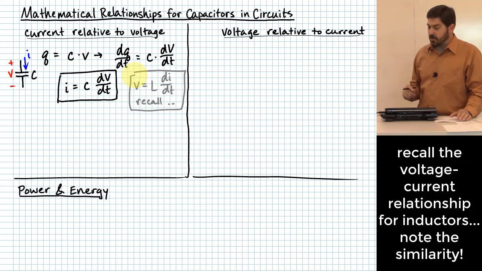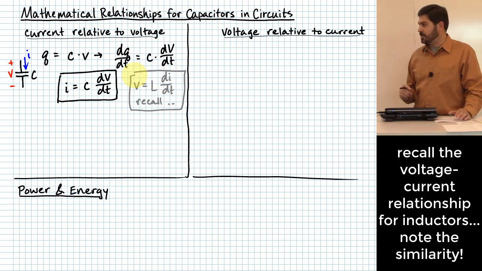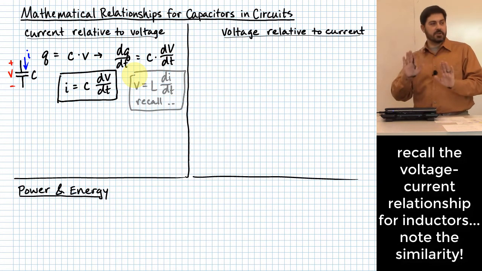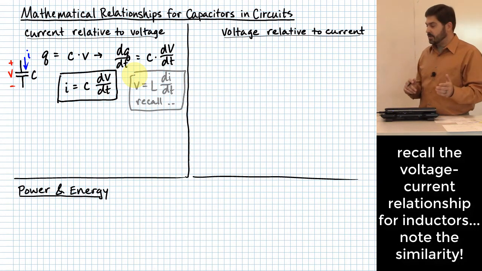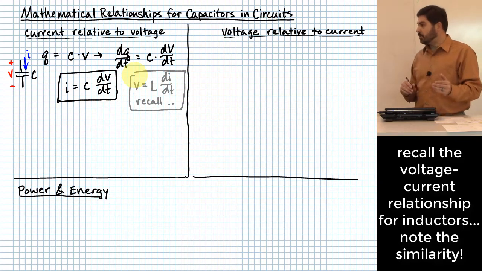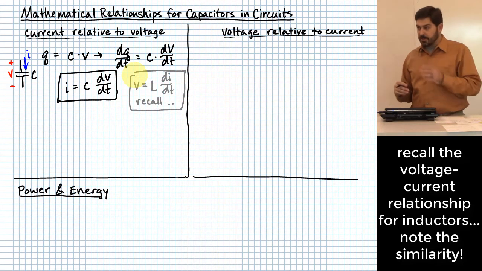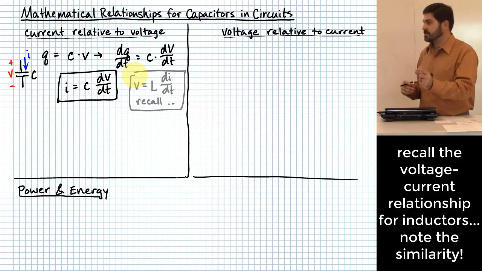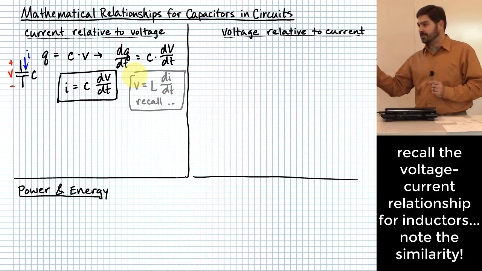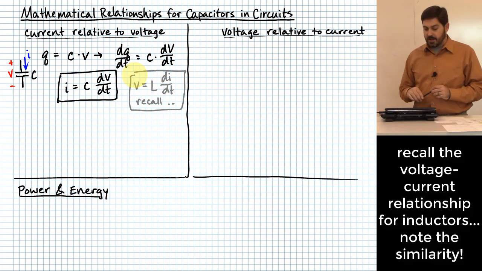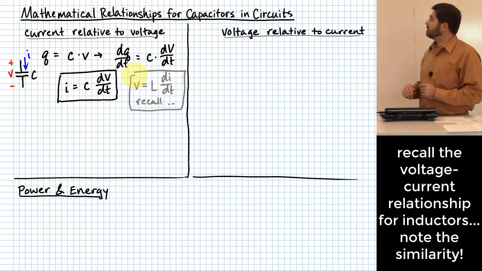I want you to look at those two equations pretty closely. Can you see why we might have a situation where we have duals of one another between capacitors and inductors? With capacitors, the current that flows in a capacitor is equal to the capacitance times the time rate of change of voltage. In an inductor, the voltage is equal to the inductance times the time rate of change of current. So they're essentially inverted from one another in terms of how they work. And it's kind of interesting to realize that.